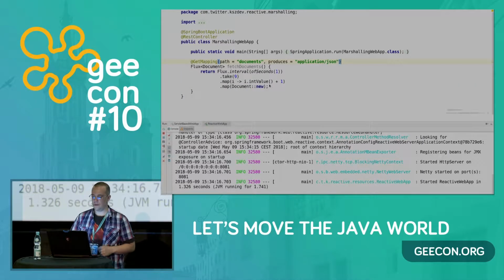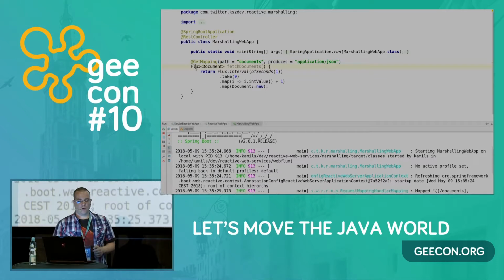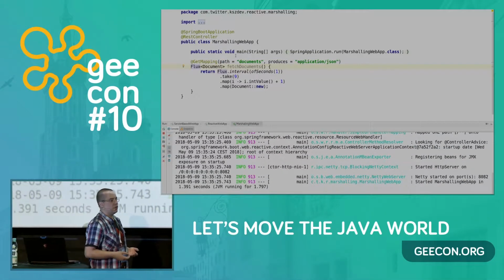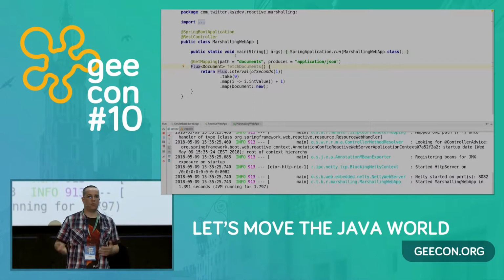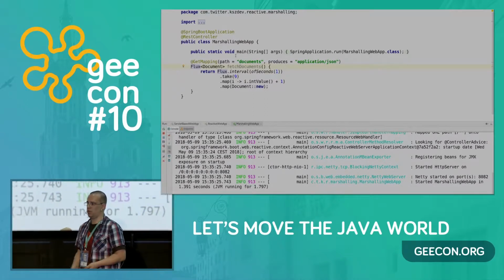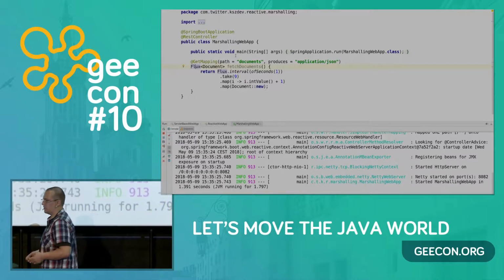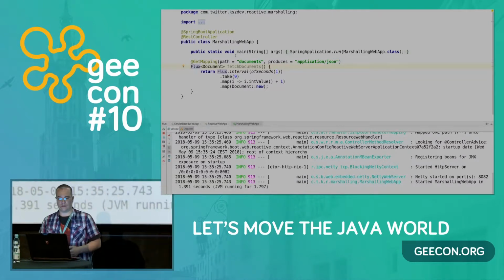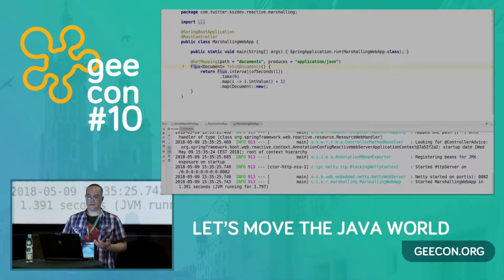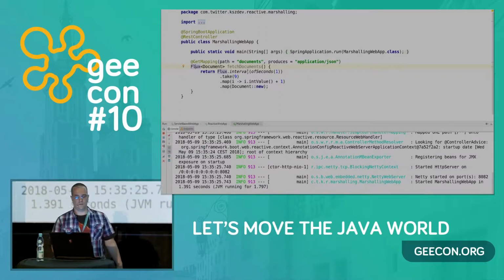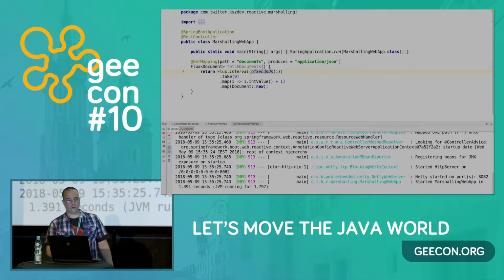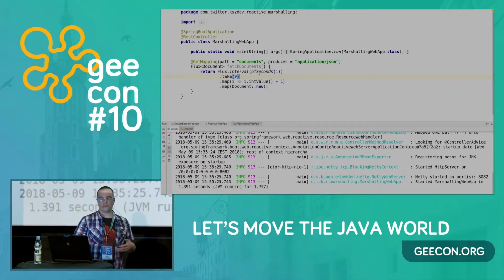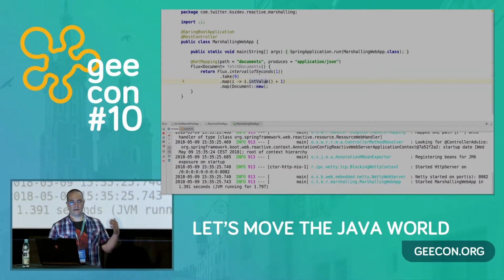Let me run it. This time we are not returning a Mono. Instead, we are returning a Flux, which is a reactive producer that is capable of producing any number of values. So it can be 0, 1, 3, 3,000, 3 million, an unbounded stream of values. And here we're simulating generating documents. So each second we are emitting a zero-based integer. We take the first 9 of those integers. We make them one-indexed, and we map them to documents.